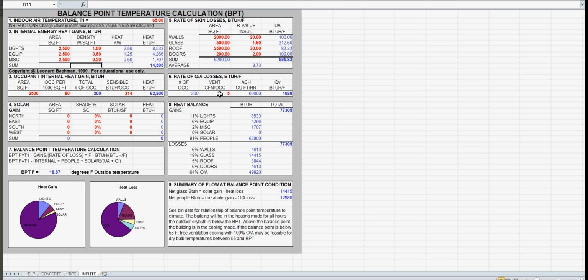Then if these are the rates of loss, which are temperature driven, and these are heat gain items, which are not temperature driven, they're temperature independent, then we can say how much temperature difference is necessary between inside and outside for these two things to be equal. And because we already know the inside temperature, if we know the temperature difference, we can then determine the outside temperature, which will be our balance point temperature.